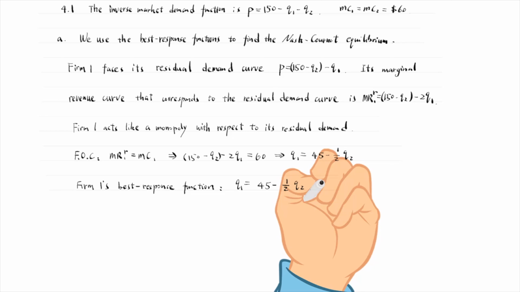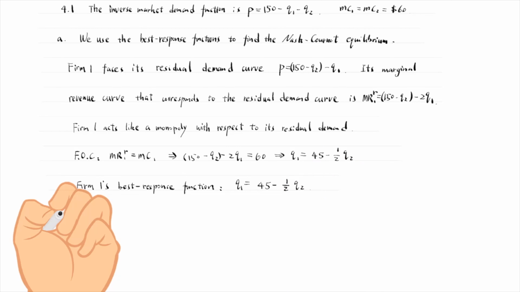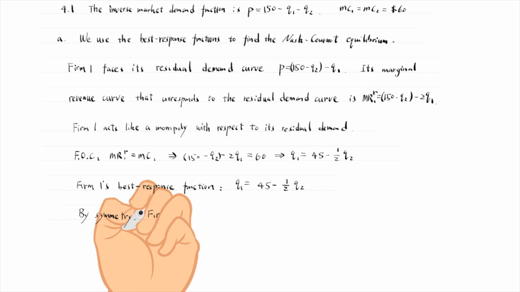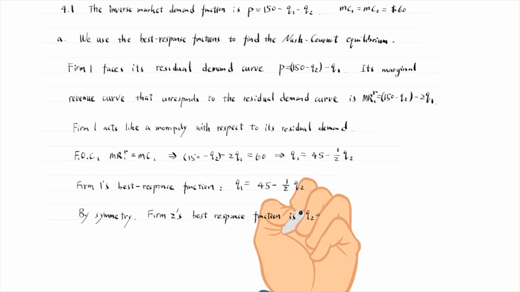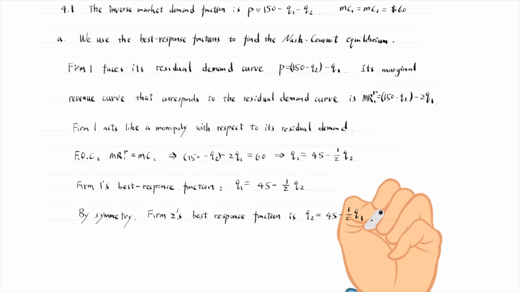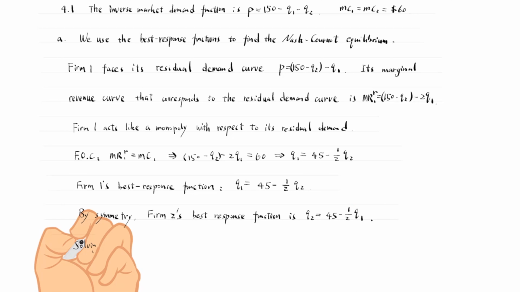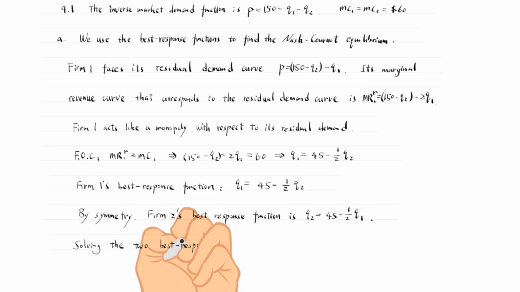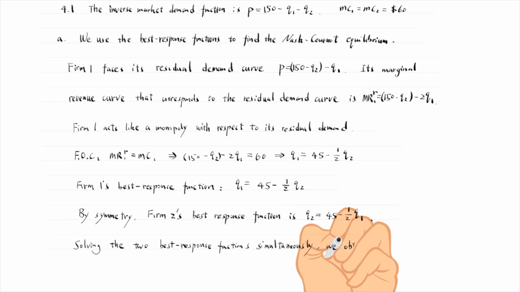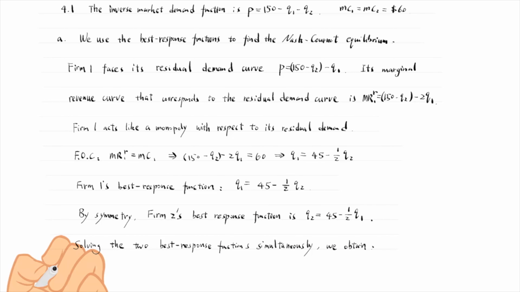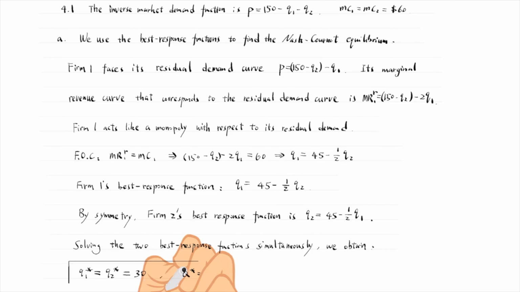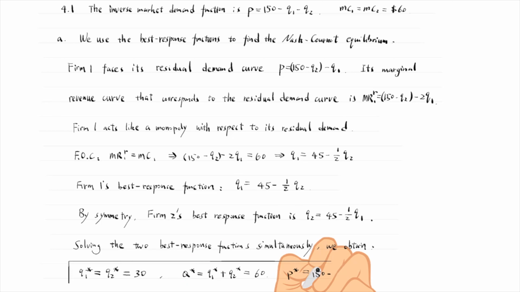Since the two firms move simultaneously, we can write Firm 2's best response function by symmetry. Solving the two best response functions, we obtain the Nash-Cournot quantity and price. Each firm produces 30. The market output is 60. The market equilibrium price is $90.